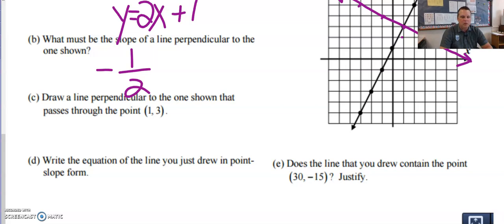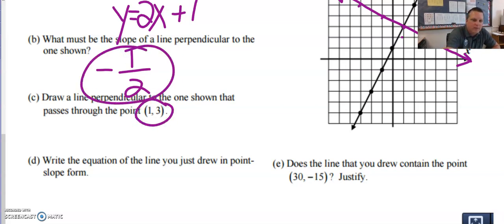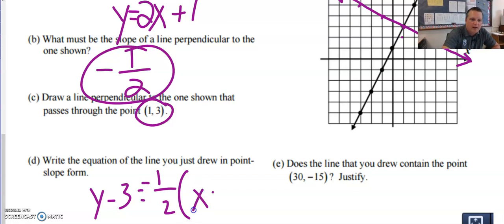Part D, write the equation of the line you just drew in point slope form. So I just drew it, and I need it in point slope form. I'm going to use 1, 3 and negative 1/2. y minus 3 equals negative 1/2 times x minus 1. And that's point slope. You leave it.